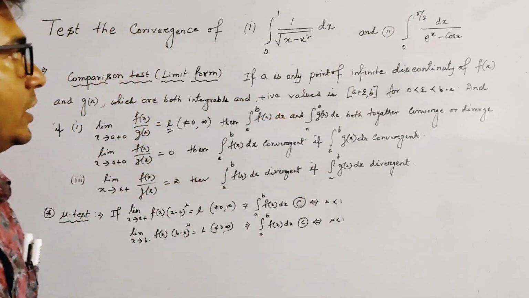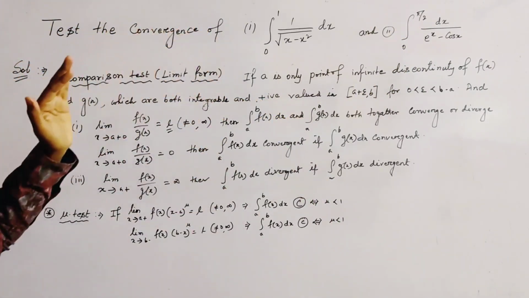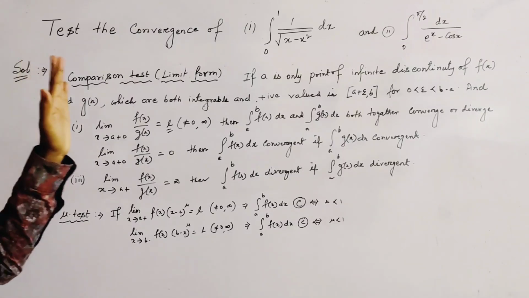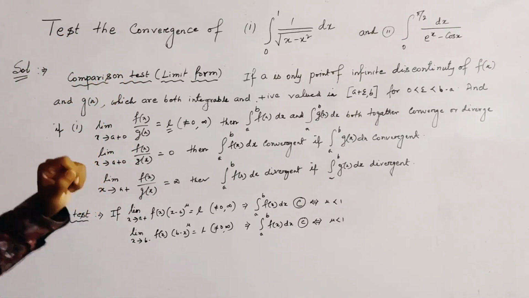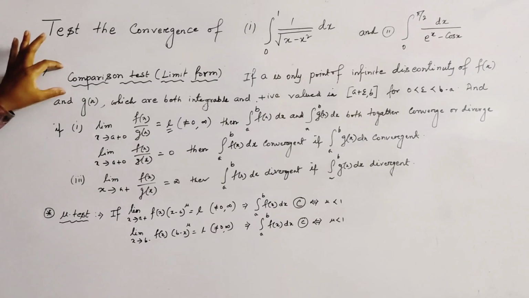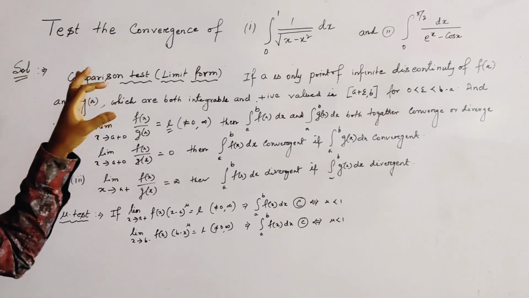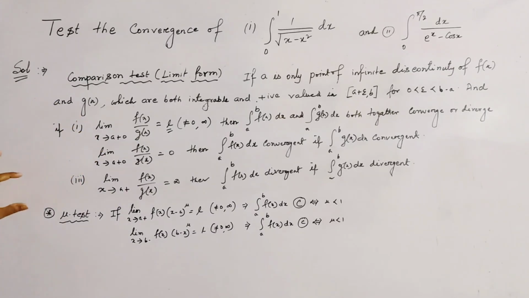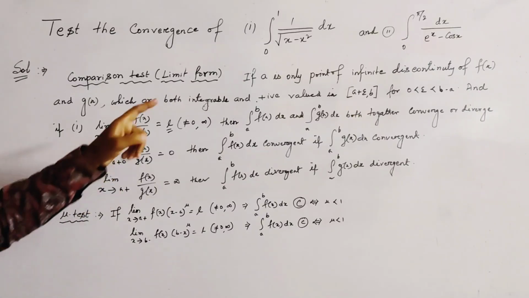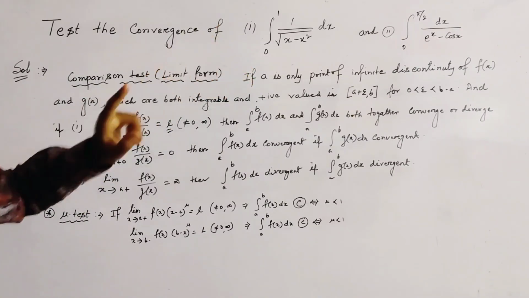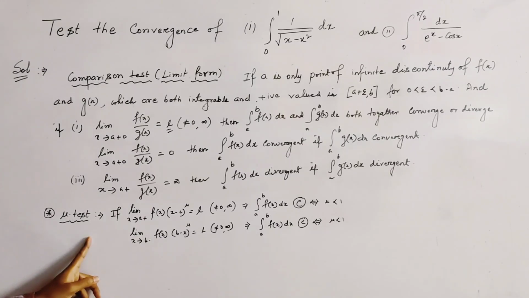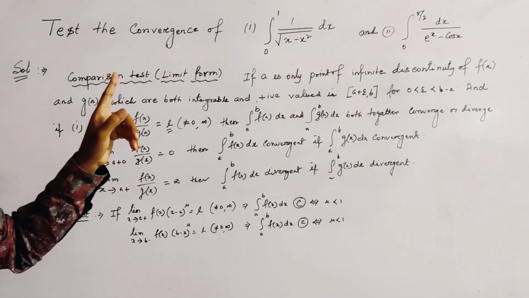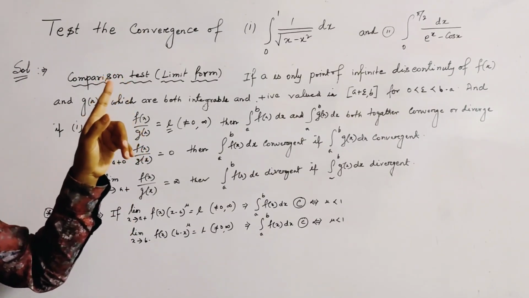Now we use two tests for these two improper integrals. The first test is the comparison test. This is a very important and very useful test of improper integration. And the second test, this is the most favorite and hot favorite test, the mu test. For the first problem we use only the mu test. Now we first go for the first improper integral.